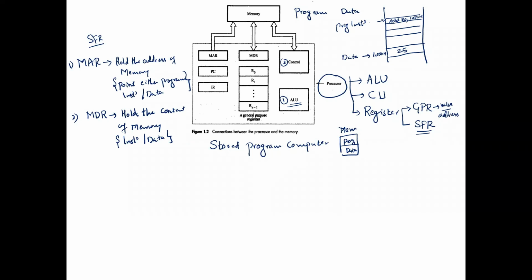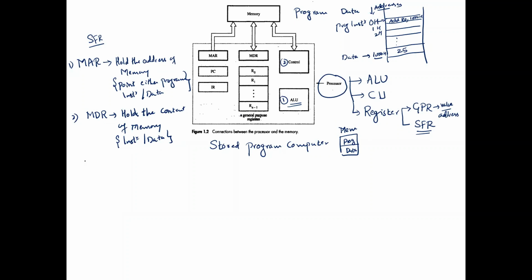Now, every memory location will have an address. Something like this, I will write 0H, 01H, 2H, and so on. We have all the memory locations. These memory locations will contain either the instruction or the value. MDR will not hold the address. MDR will hold the content of that memory. The content of the memory can be the instruction or it can be a value.